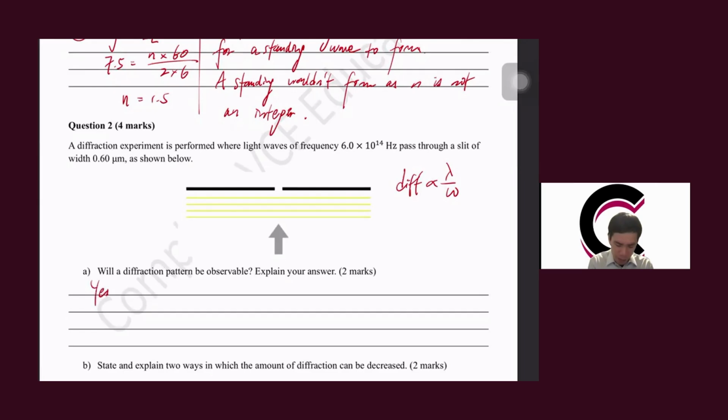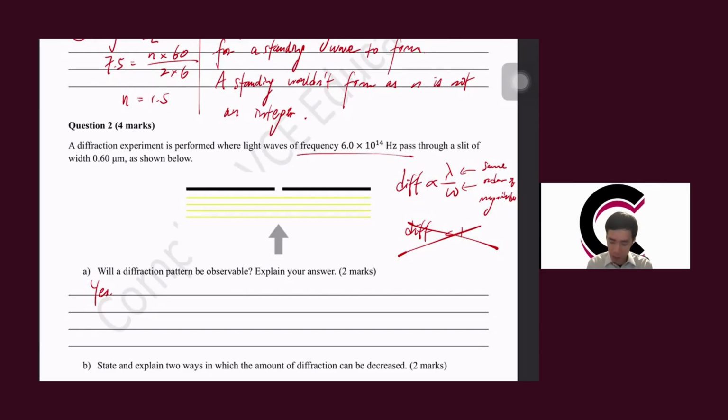It is observable, in fact, and your job is to prove why that is the case. I'm sure most of you have heard that if this diffraction fraction is less than 1, it is not observable. Please abandon this idea from now on. What you should compare is the order of magnitude between lambda, the wavelength, and the width. If they share the same order of magnitude, even if this fraction is less than 1, it is still observable.